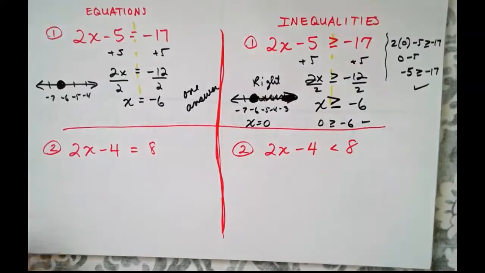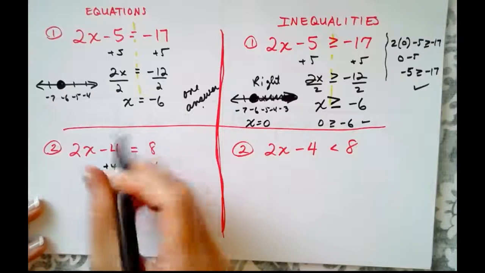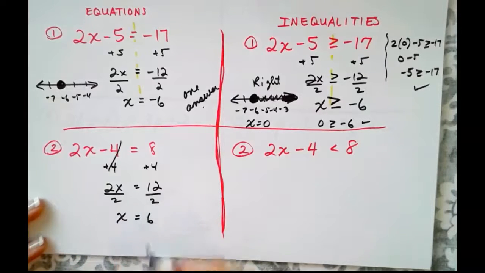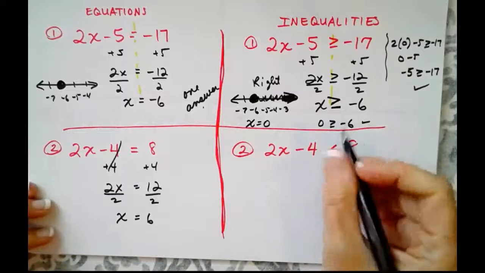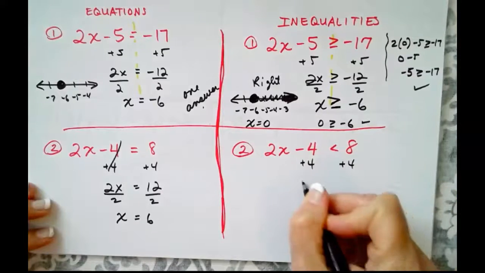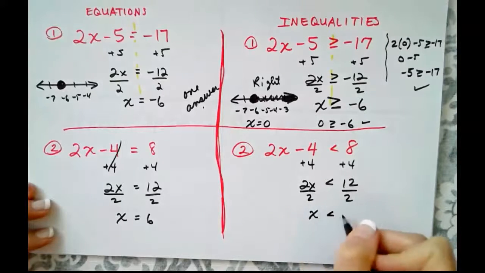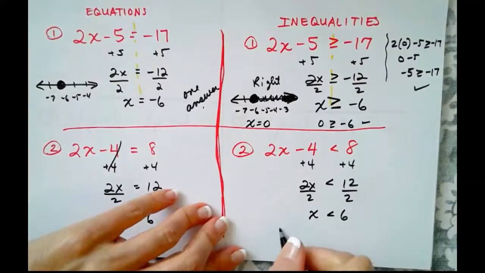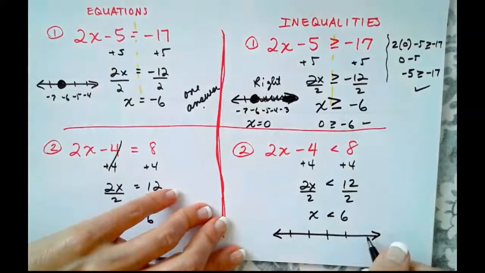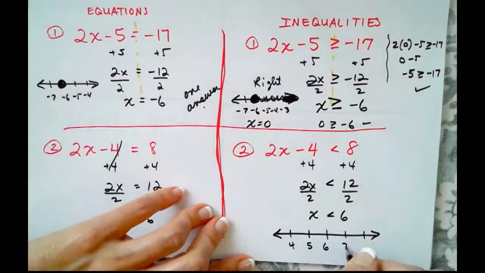So down at the bottom, we're going to solve the equation and note that we only get one answer. Plus 4, plus 4. It's the same procedure. Divide by 2, divide by 2, x is 6. Same procedure here, except it's strictly less than. Plus 4, plus 4. 2x is less than 12, divide by 2, divide by 2, x is less than 6. Remember, if it's strictly less than, it will be an open circle because strictly less than 6 does not include 6. 4, 5, 6, 7, 8.